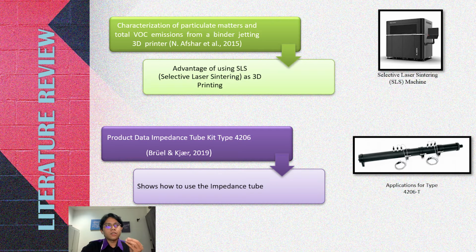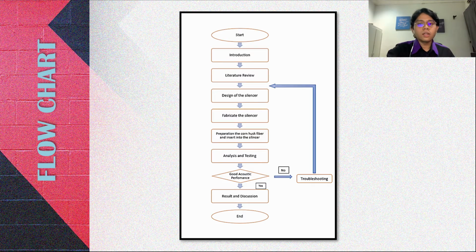The last literature review is the product data impedance tube kit type 4206, by Bruel and Kjaer, 2019. As you can see, it shows how the impedance tube works, and the figure shows the model of the impedance tube. Then we go to the flowchart.